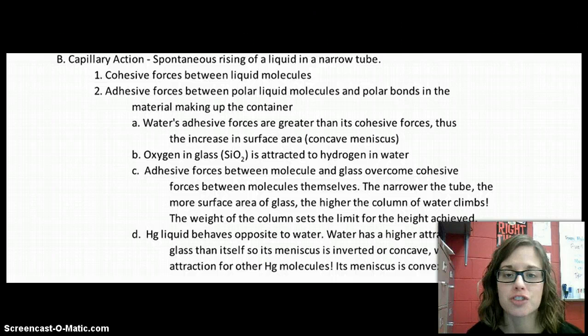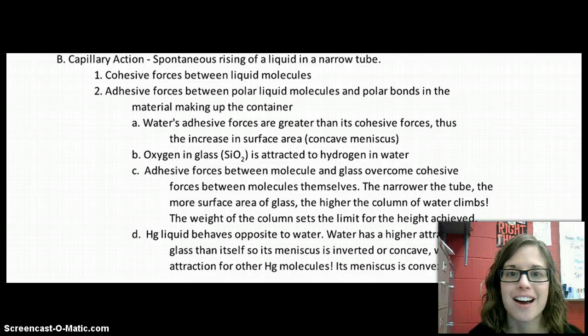Mercury is a really interesting case. This actually behaves in the opposite way to water, since mercury is just an atom and is nonpolar. And so it does not want to be close to the plastic or the glass, and instead it has a higher attraction to the other mercury atoms, and therefore its meniscus ends up being convex.